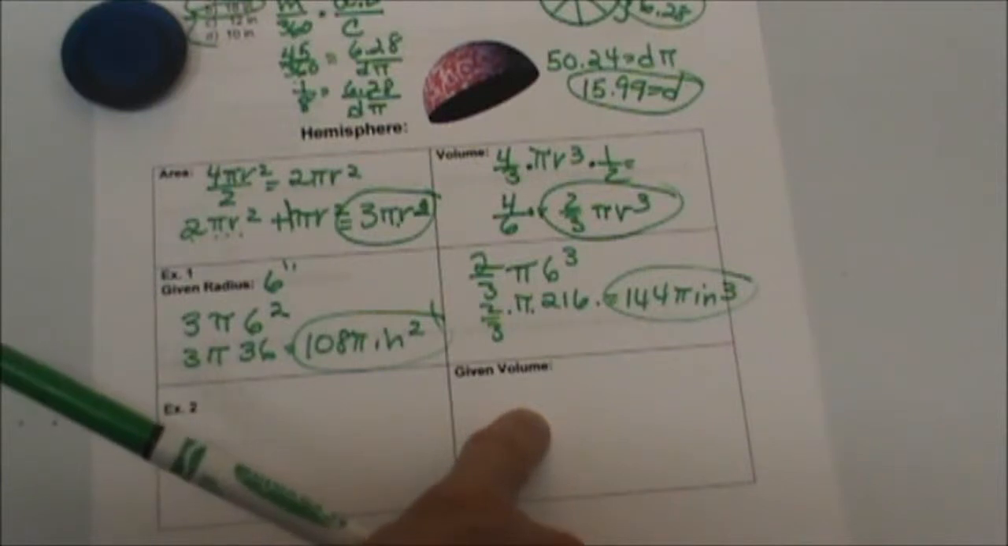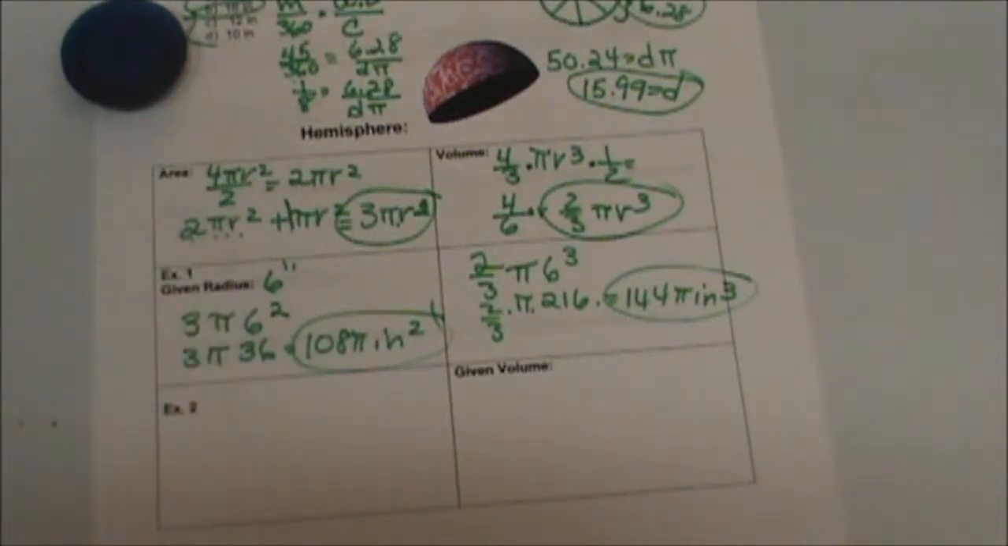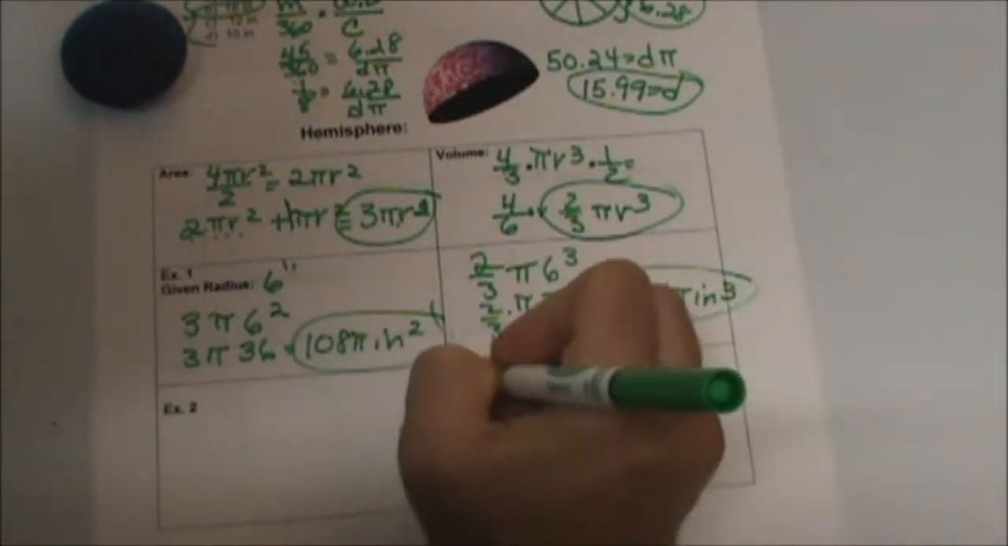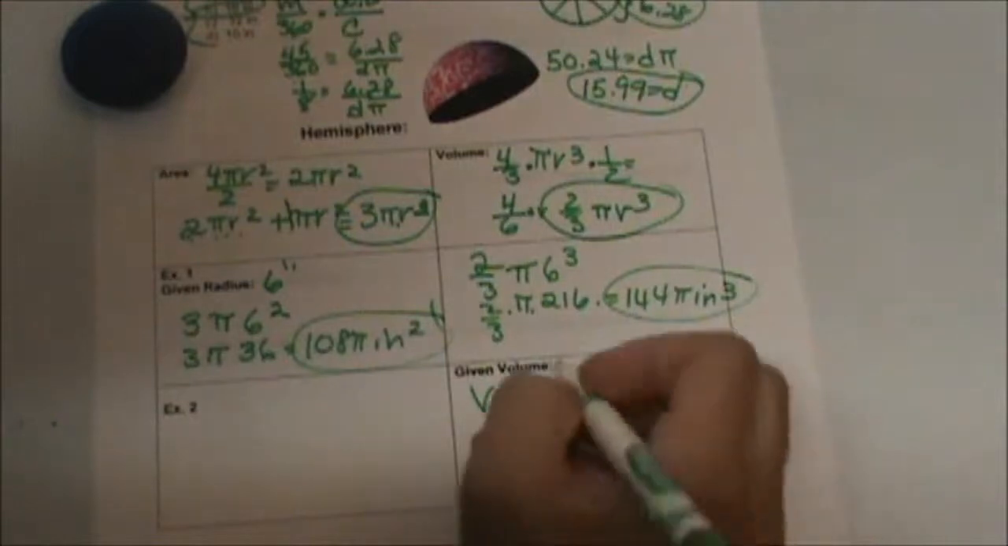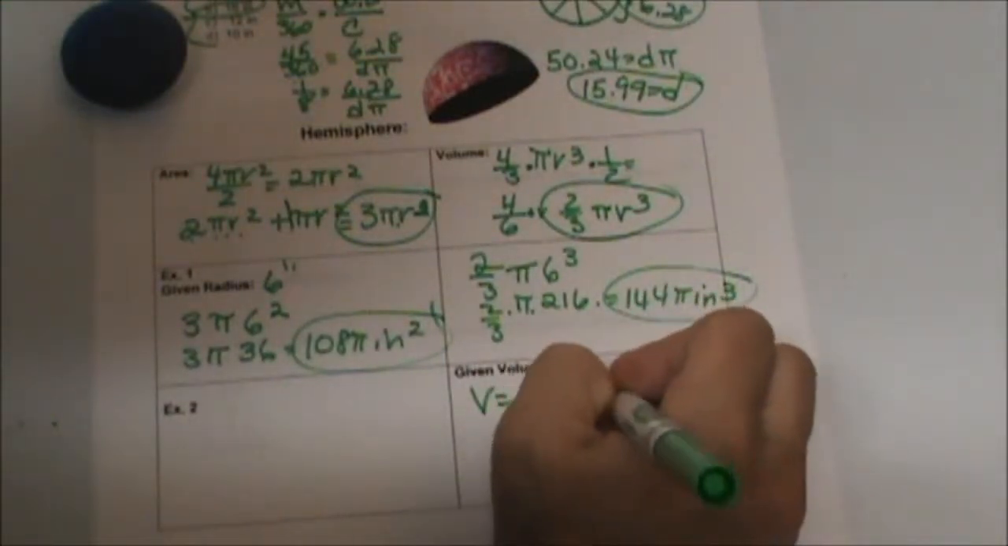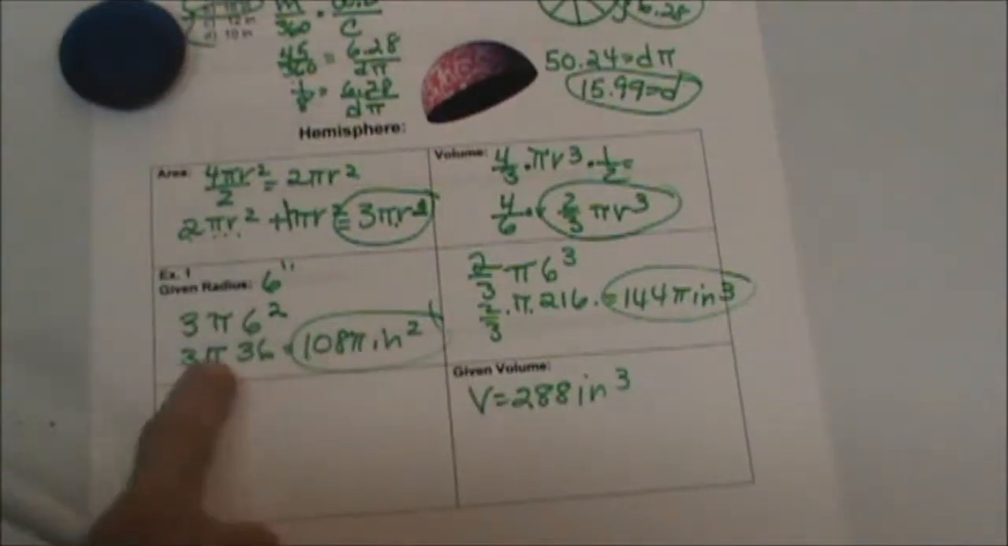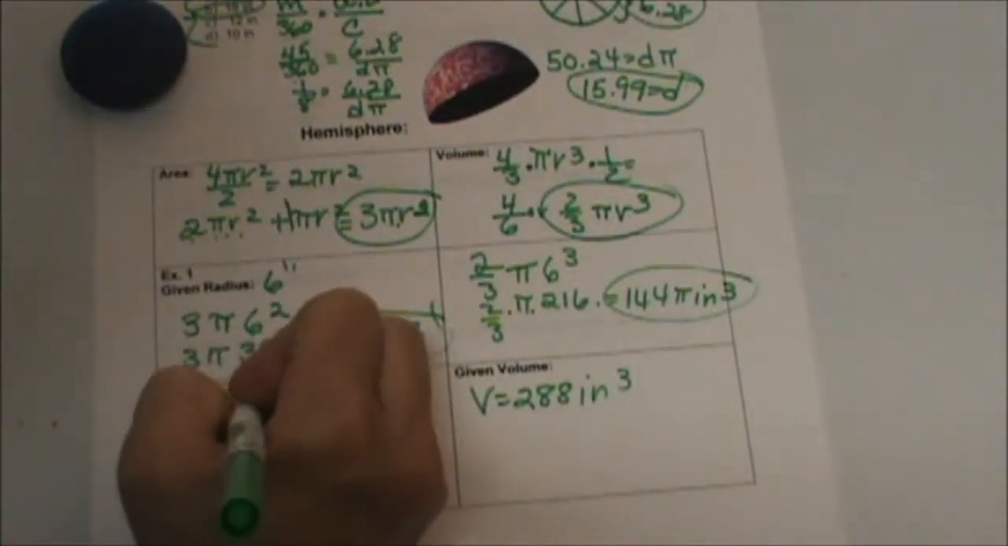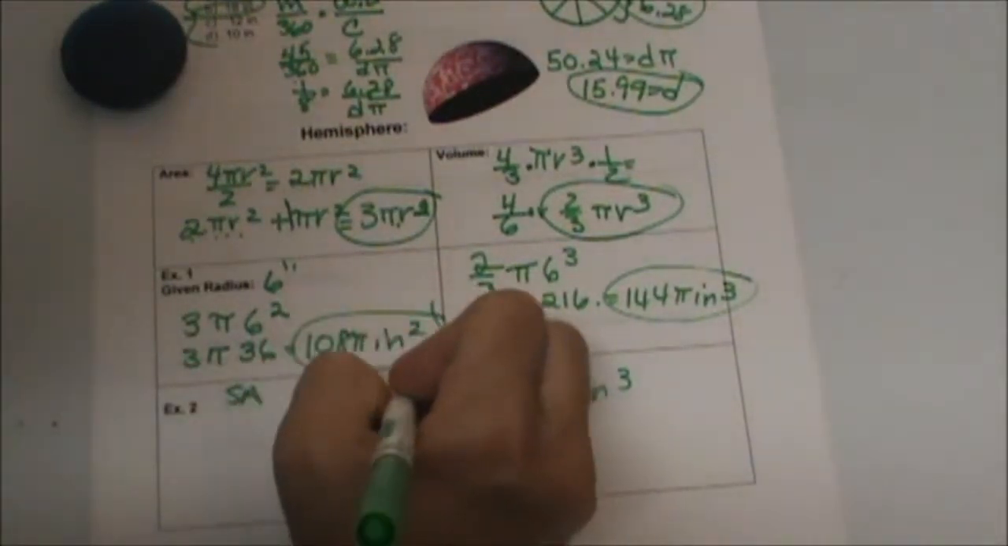Let's do one where I'm giving you a volume and you have to work backwards. Oh no. Okay, so let's try this one. I'm just randomly making this number up, so I don't know how pretty it's going to be. We're going to say the volume is 288 cubic inches. And we need to find the surface area, the radius, and the diameter.